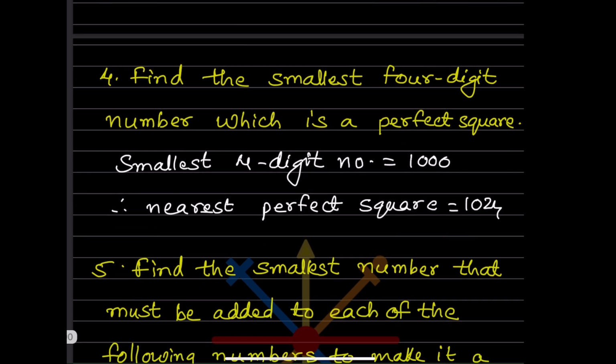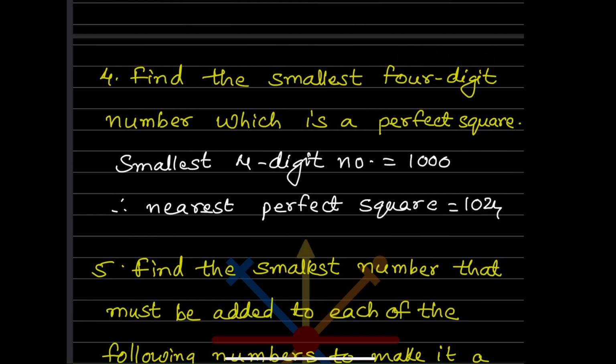Now find the smallest 4-digit number which is a perfect square. So smallest 4-digit number means, you know, 999 is a 3-digit number. After that, whatever the number we get, that is 1000. So that is the smallest number. So smallest 4-digit number is 1000.